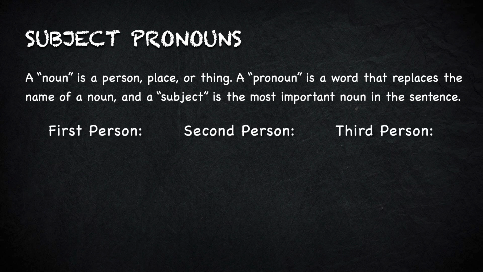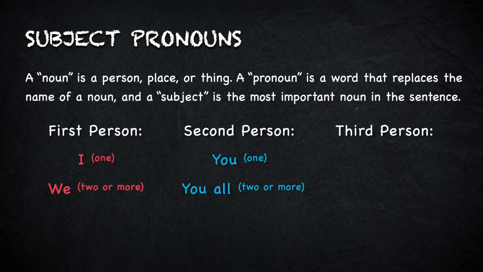For first person, we have the pronouns I for only one noun and we for two or more nouns. For second person, we have the pronouns you for only one noun and you all for two or more nouns. Sometimes you will hear you for both one or more nouns.